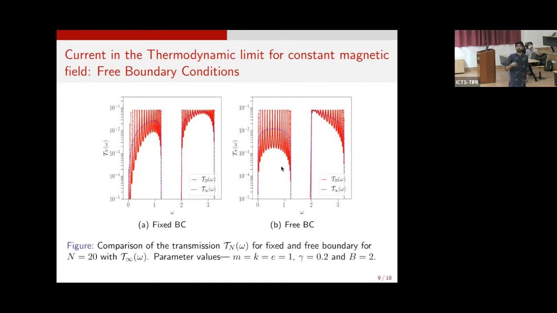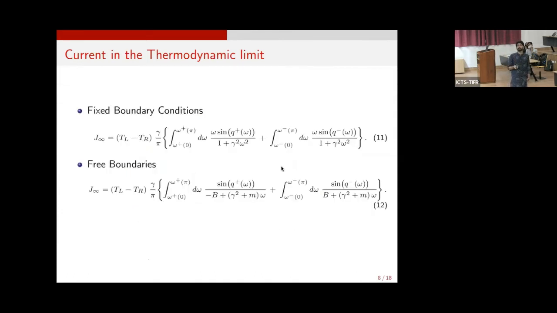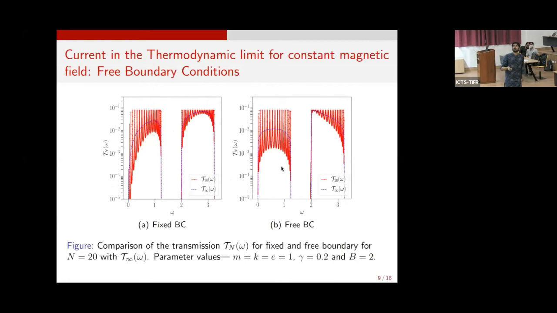Just to show you how this expression in the thermodynamic limit for the transmission, you can just read off the integrand of this integral. How this transmission compares with some finite size transmission. So here I am showing the transmission for system size of 20 compared with the thermodynamic limit transmission tau infinity of omega.